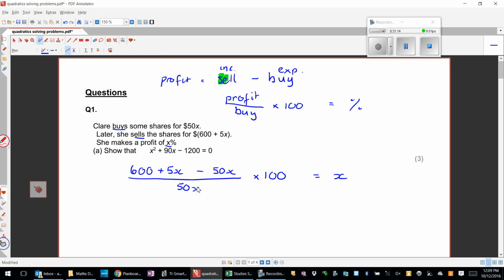But what do you think we need to do at this stage? Rearrange and simplify. So what do you want to do? Move the 100. Let's move the 50. Okay, so what I'm going to do is 600 plus 5x minus 50x. I'm going to leave it all as times 100, but we're going to make this over here 50x squared.